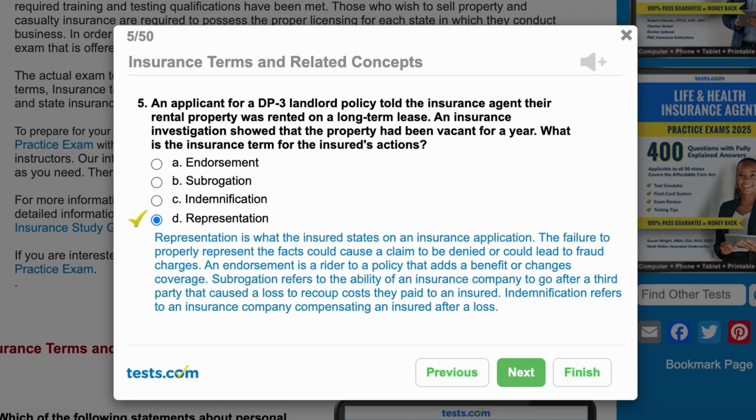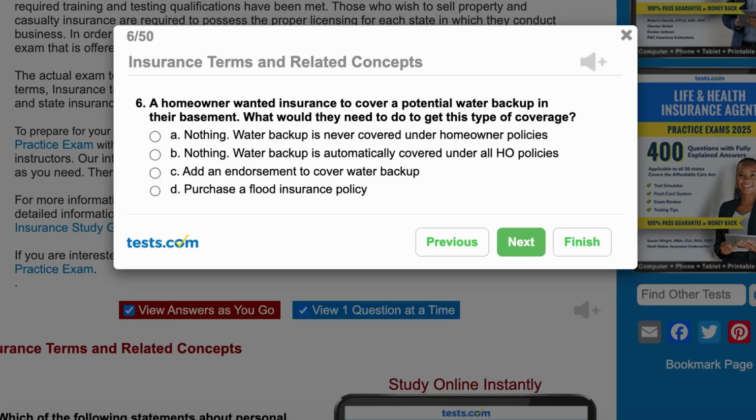An endorsement is a rider to a policy that adds a benefit or changes coverage. Subrogation refers to the ability of an insurance company to go after a third party that caused a loss to recoup costs they paid to an insured. Indemnification refers to an insurance company compensating an insured after a loss.